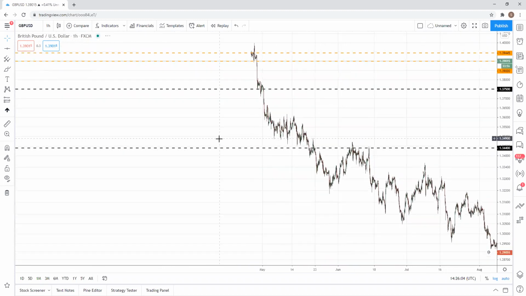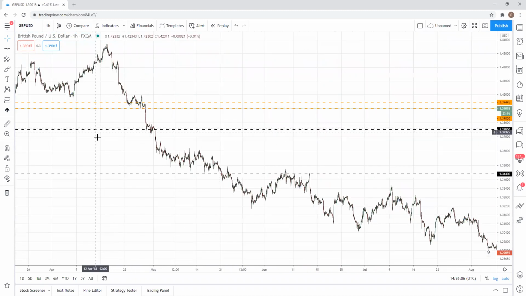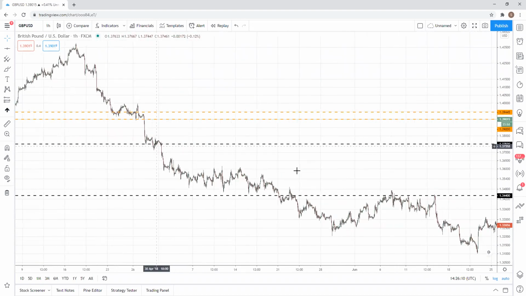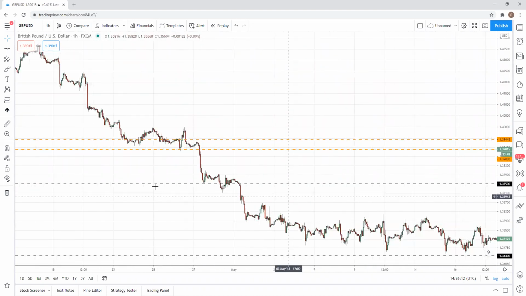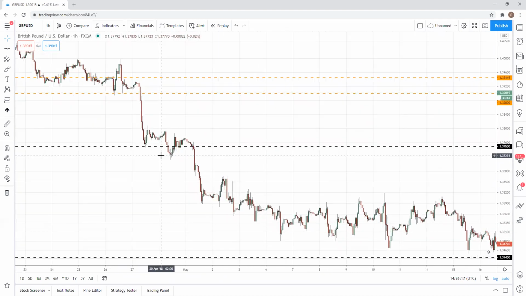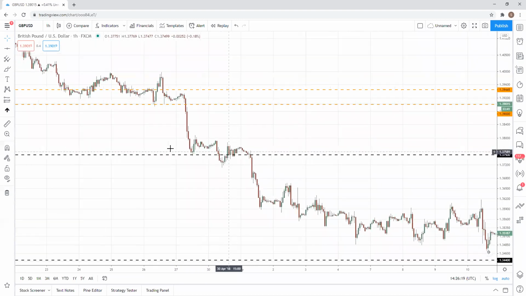Getting close. Here we are. So in the 1H time frame, we can get a better and clear picture for this situation now. And let's try to be more precise, okay?